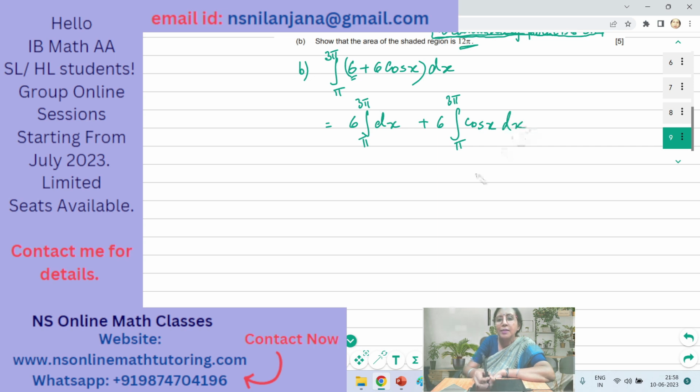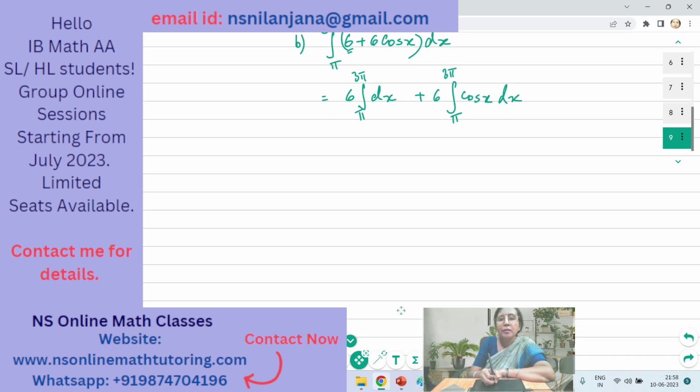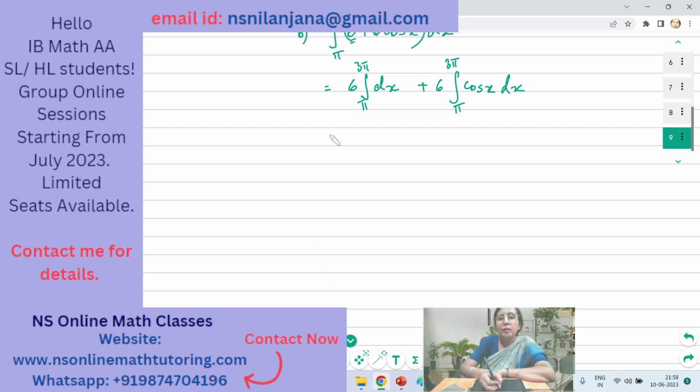Cos x dx. Okay. So integration of dx, that is 1 dx, is x actually. So it will be 6 times x from pi to 3 pi, plus 6 times the integration of cos x with respect to x, which is sin x. So sin x.